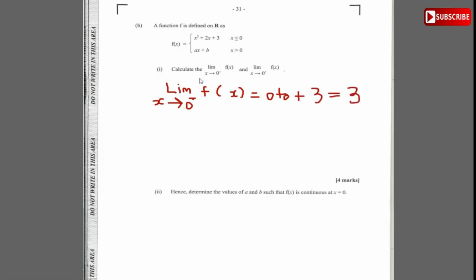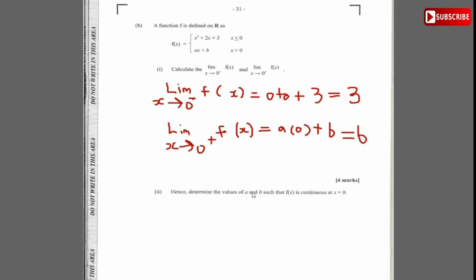All right, now it says find a limit from the right. The limit from the right is when x is greater than 0. So the limit from the right-hand side, when x is positive, of the function f of x. And so all we need to do is plug in x as 0, and I get a times 0 plus b, which is equal to b. All right. Nice. So the limit from the right is b.